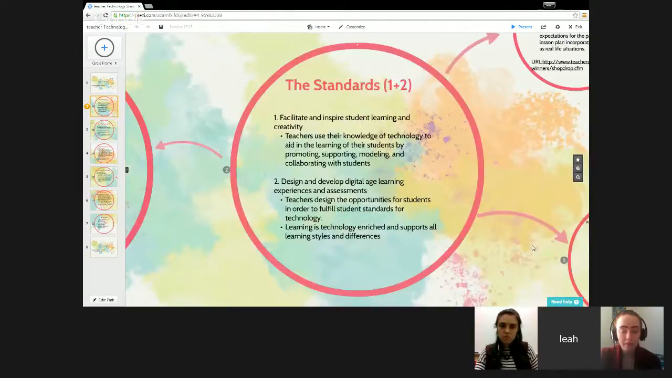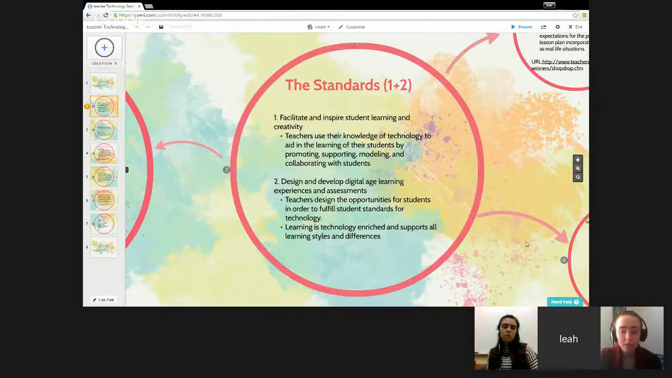and 3 and 4. 1 and 2 are facilitate and inspire student learning and creativity. This means that teachers use their knowledge of technology to aid in the learning of their students by promoting, supporting, modeling, and collaborating with students. 2 is design and develop digital age learning experiences and assessments. Teachers design the opportunities for students in order to fulfill student standards for technology. Learning is technology enriched and supports all learning styles and differences.